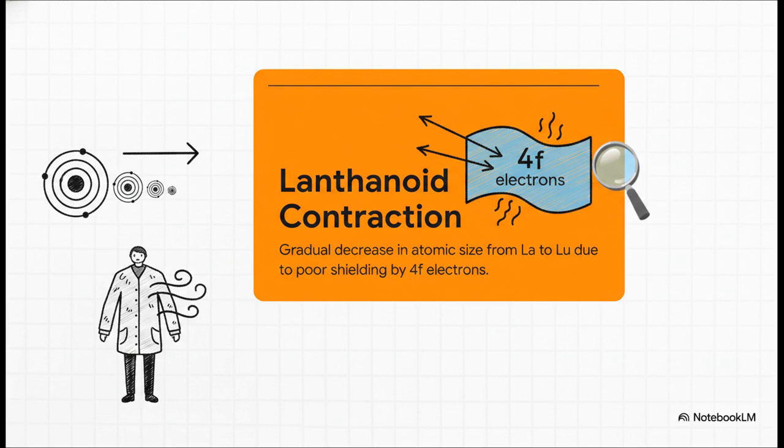Think of it like wearing a jacket that's way too thin to block a cold winter wind. As you add protons, the positive charge of the nucleus keeps increasing, and because that f electron jacket is too thin to shield the outer electrons, the entire atom just gets pulled tighter and tighter, shrinking its overall radius.